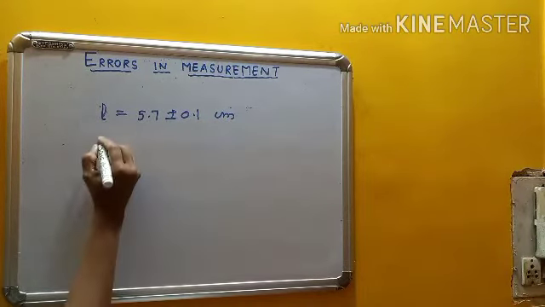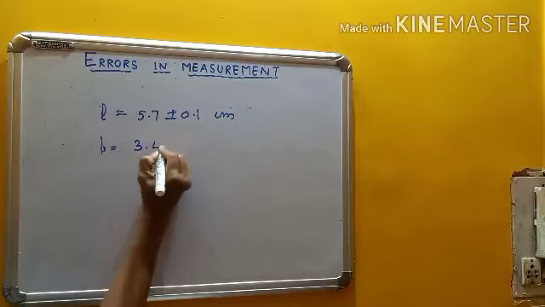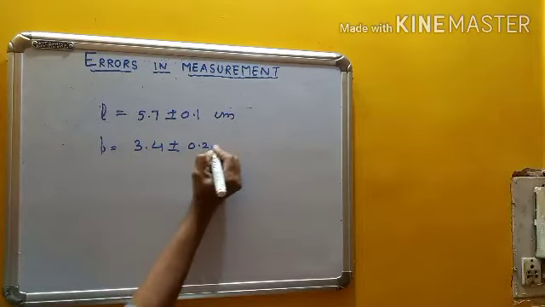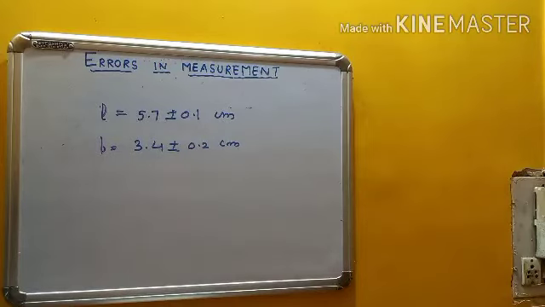The length is given, and the breadth is given as 3.4 plus or minus 0.2 centimeter. These are the length and breadth. Calculate the area of the rectangle with the error limits. Okay, so for a rectangular body, if you know the length and breadth, you can calculate the area. The true value you can calculate, no problem.